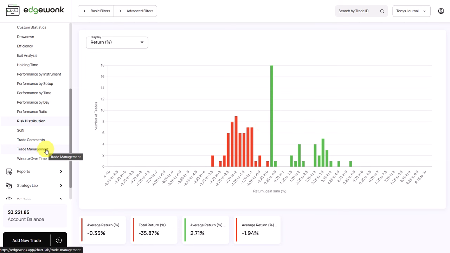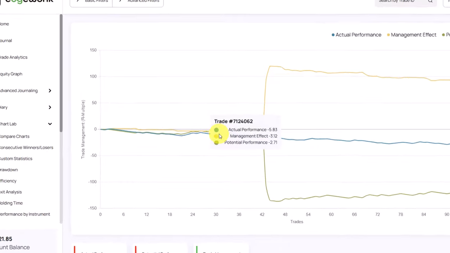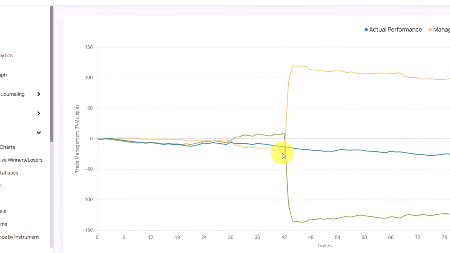And for that, we go to our trade management graph, and this shows us the answer. And although there is a data error here, and I will show you in a moment how to fix this, we can clearly see that before and after the data error, the yellow line is moving only lower. So here you can see the yellow line is heading lower here. And before this data issue, the management effect here in yellow shows minus 22. And this means that he is losing minus 22 R by actively interfering with the trades.